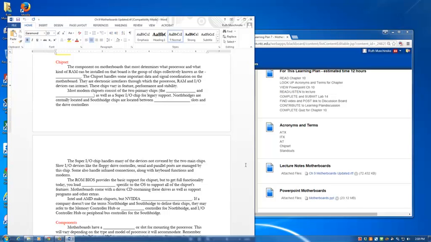Intel and AMD make chipsets, but NVIDIA also makes them. If a company doesn't use the terms North Bridge and South Bridge to define their chips, they may refer to the memory controller hub or system controller instead of North Bridge, and the I/O controller hub or peripheral bus controller for the South Bridge chip.